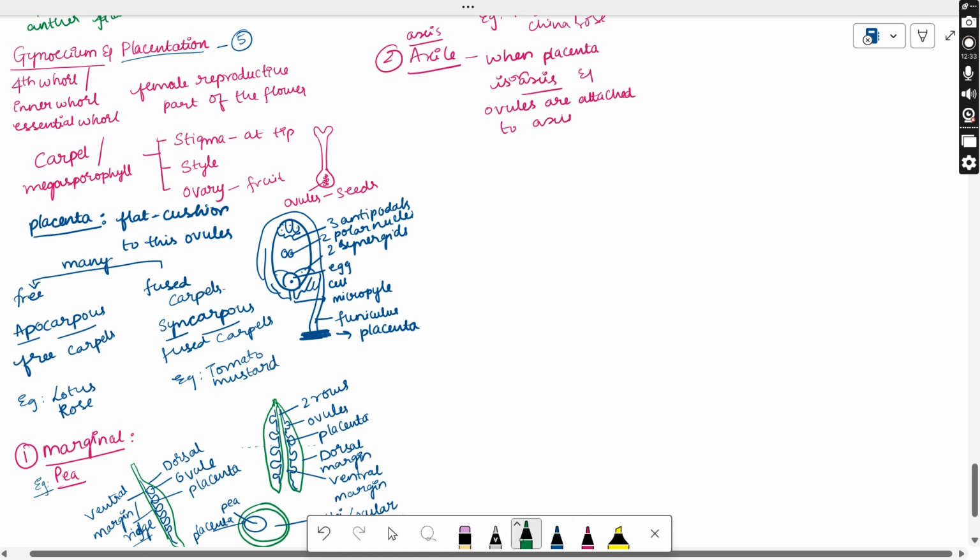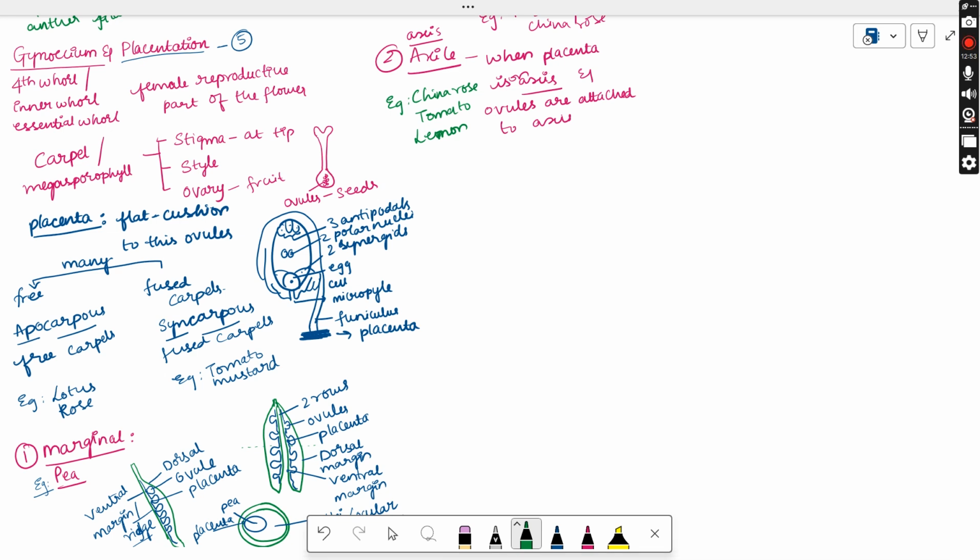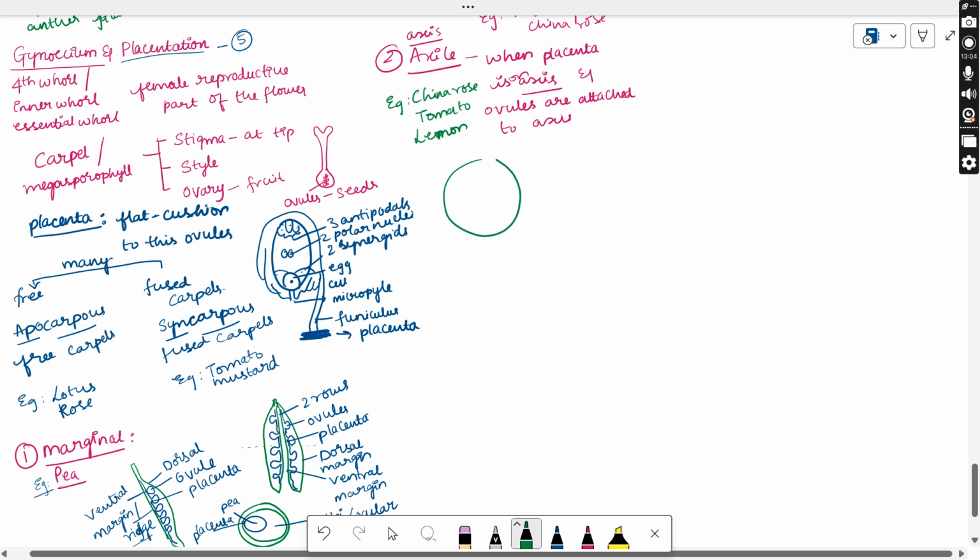Now let us try to draw this. You can see this condition in the case of China rose or hibiscus, tomato, and lemon. So you can find axial placentation in all these three cases. Just imagine you cut the tomato or you cut the lemon. Where you can find the seeds or the ovules, they are all attached to the center part, the center axis, right? Suppose this is a lemon which you cut. You can actually find a center axis. So this one is the central axis.